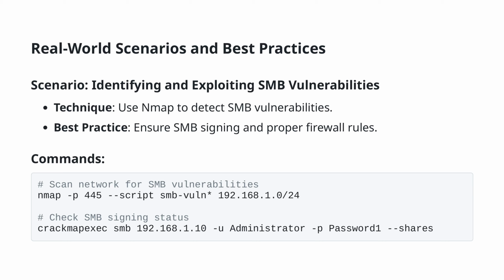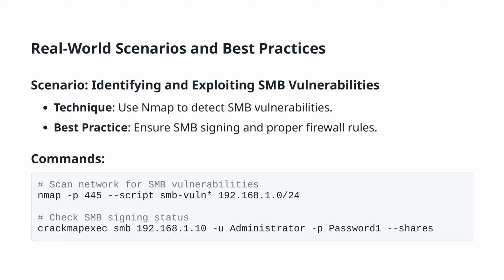In this section, we'll dive into real-world scenarios and best practices, focusing on identifying and exploiting SMB vulnerabilities. Let's start with a practical scenario. Suppose you need to identify SMB vulnerabilities within your network. One effective technique is to use Nmap. By executing the command nmap -p445 --script smb-vuln* 192.168.1.0/24, you can scan your network for SMB-specific vulnerabilities on port 445. This script-based approach helps in detecting various SMB vulnerabilities efficiently.